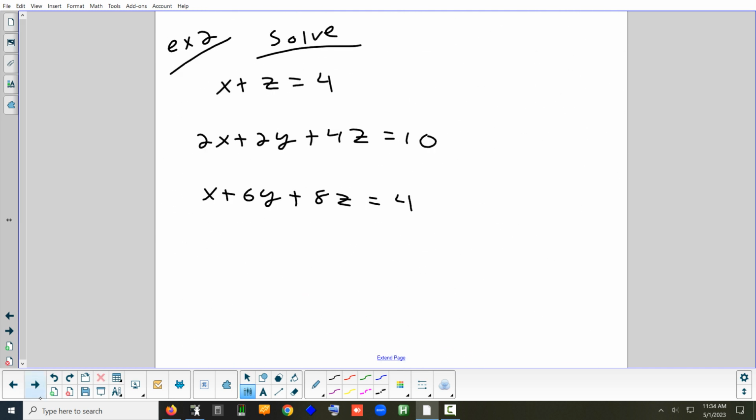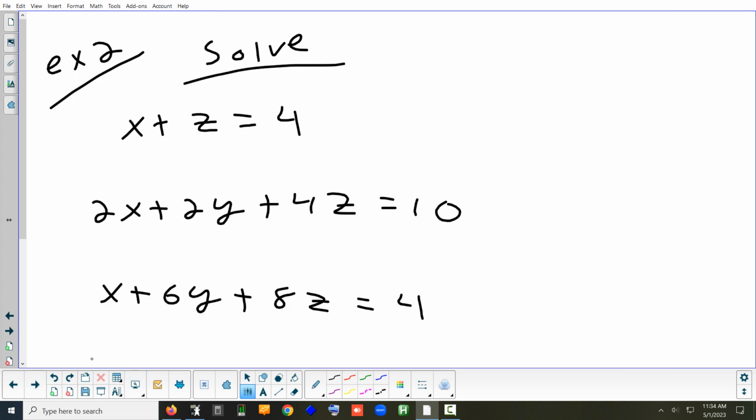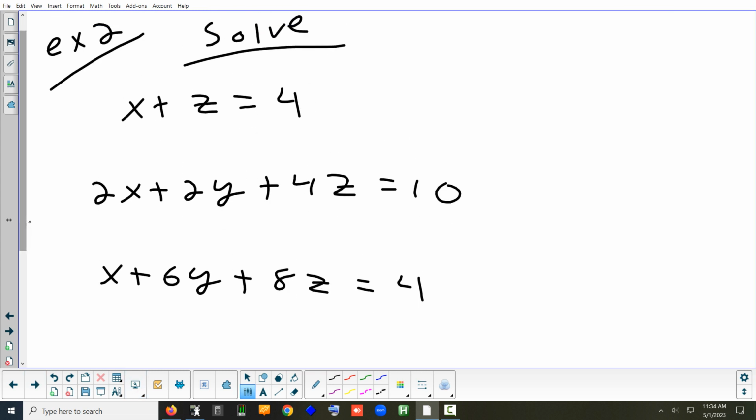All right, let's try another one. Now, sometimes when you have a variable missing, that's helpful because it means you already have a 0 in one spot. Sometimes that's not helpful at all. Depends. If it's in a spot that we already need a 0 in right away, then it's helpful. If it's in a spot that we're not dealing with right away, then it doesn't do much for us.